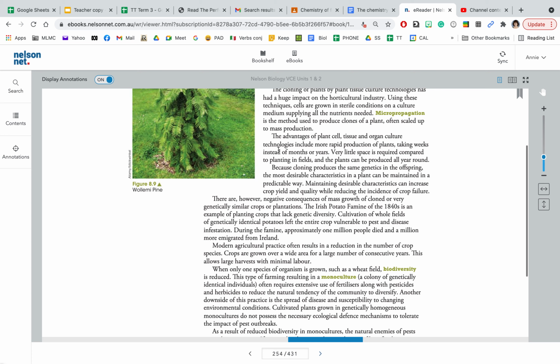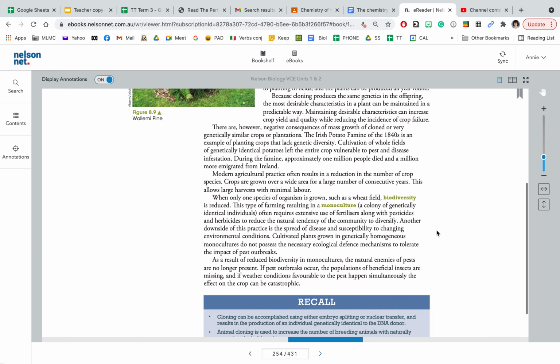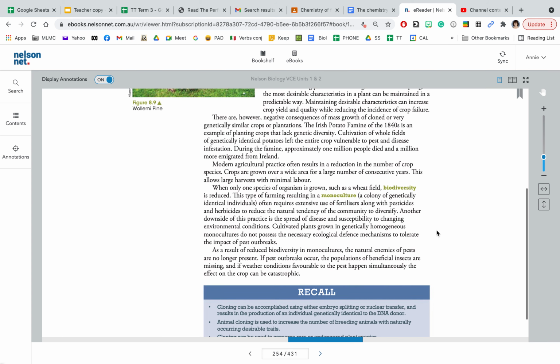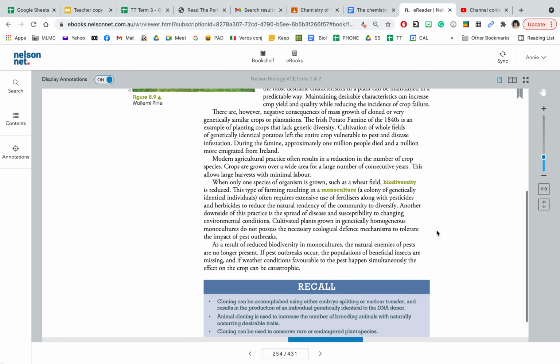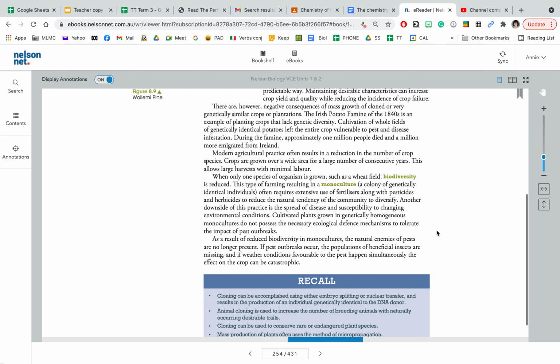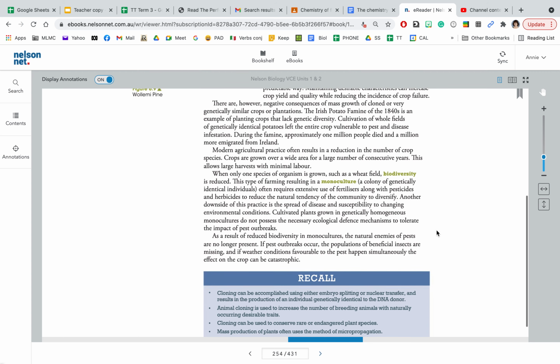The advantages of plant cell, tissue and organ culture technologies include more rapid production of plants, taking weeks instead of months or years. Very little space is required compared to planting in fields, and the plants can be produced all year round. Because cloning produces the same genetics in the offspring, the most desirable characteristics in the plant can be maintained in a predictable way. Maintaining desirable characteristics can increase crop yield and quality while reducing the incidence of crop failure.